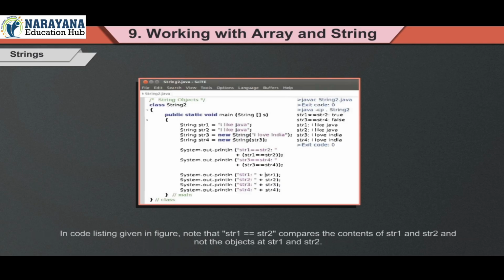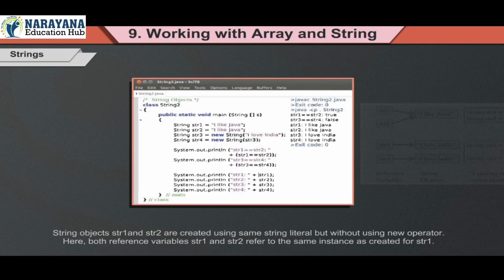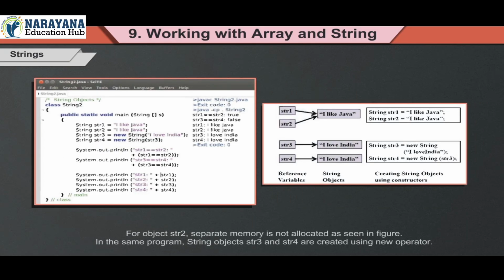In the code listing given in the figure, note that in double inverted commas, "str1 is equal to str2" compares the contents of str1 and str2 and not the objects at str1 and str2. String objects str1 and str2 are created using the same string literal but without using the new operator. Here, both reference variables str1 and str2 refer to the same instance as created for str1. For object str2, separate memory is not allocated as seen in the figure.